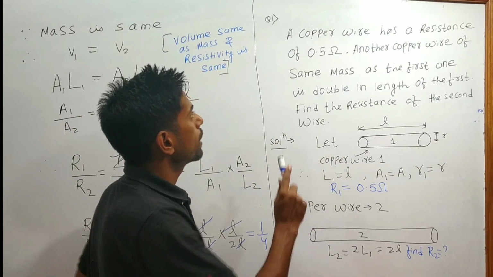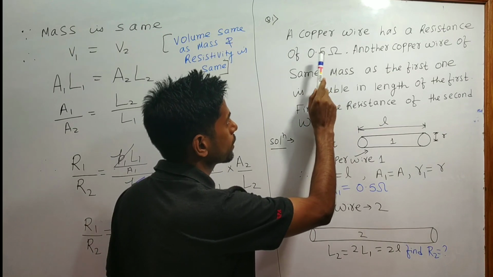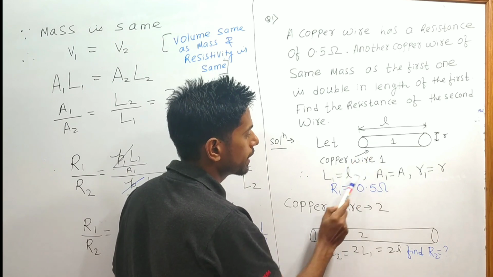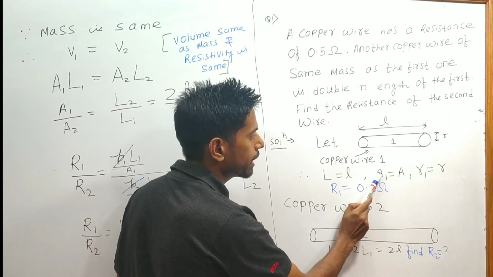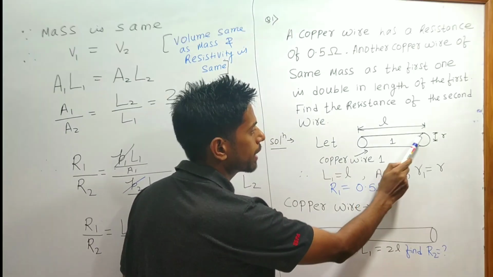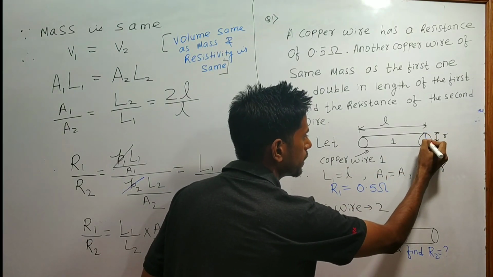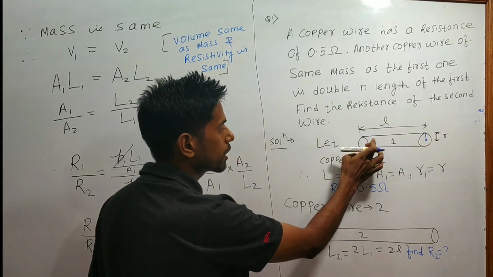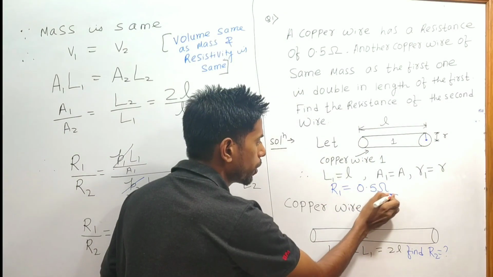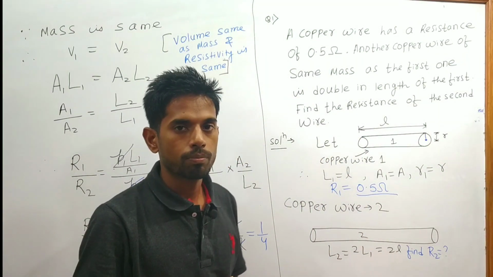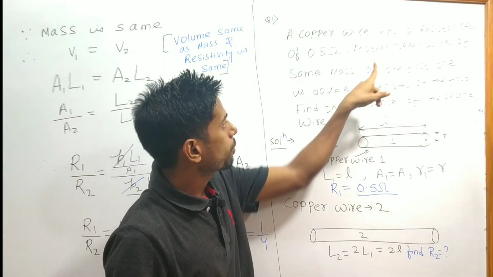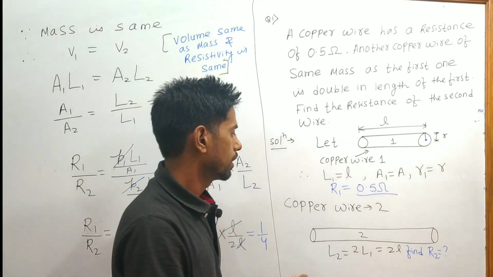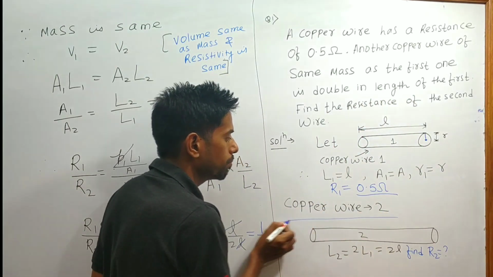So in this question, there are two copper wires. This is copper wire 1 having length L1, that is L, having area A1, that is A, having radius R1, that radius is R, and the resistance of this wire is 0.5 ohm. Now another copper wire of the same mass as the first one is double in length of the first.